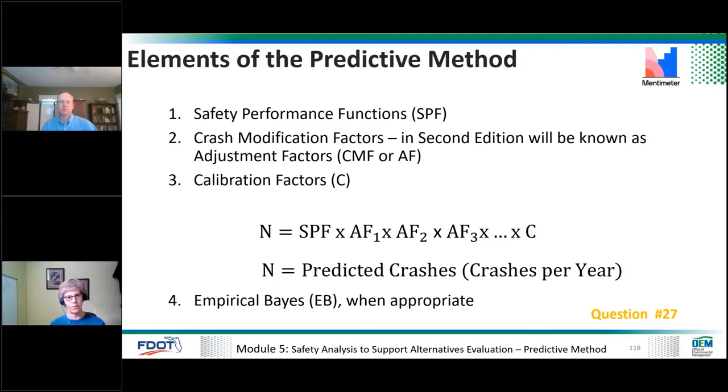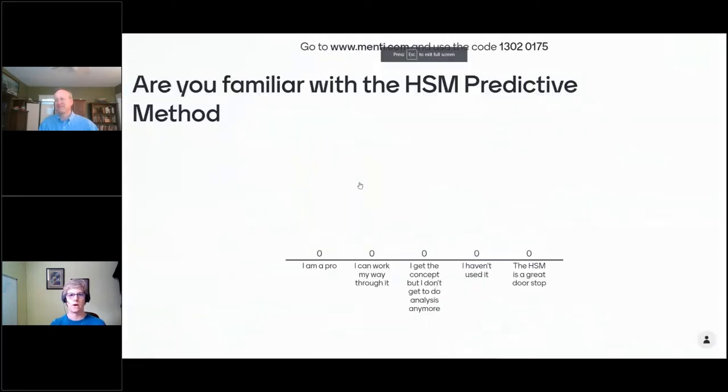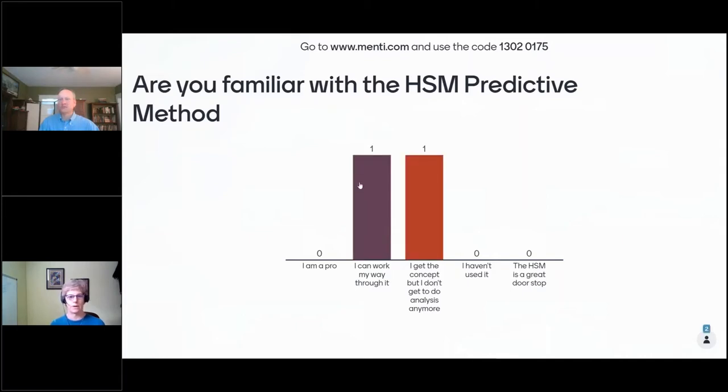In a moment, I'm going to run through what I consider the 4 main pieces of the predictive method. But first, and true to form, we're going to start with a Mentimeter. I'm going to get that into present mode. There we go. So I'll let you all sign in to Menti and add the code, and then tell us how familiar you are with the predictive method.